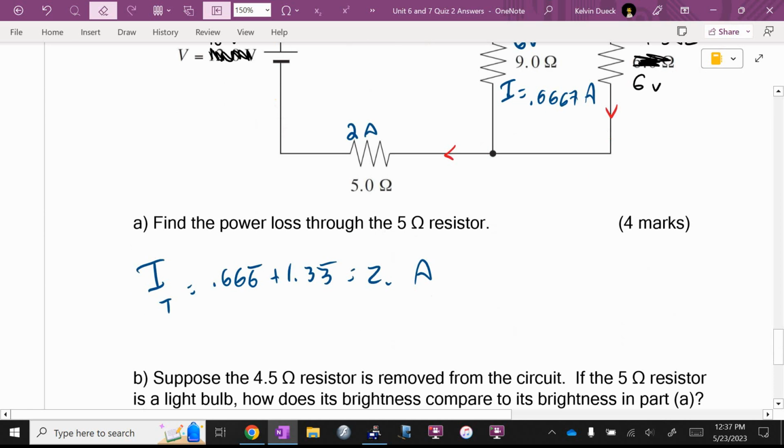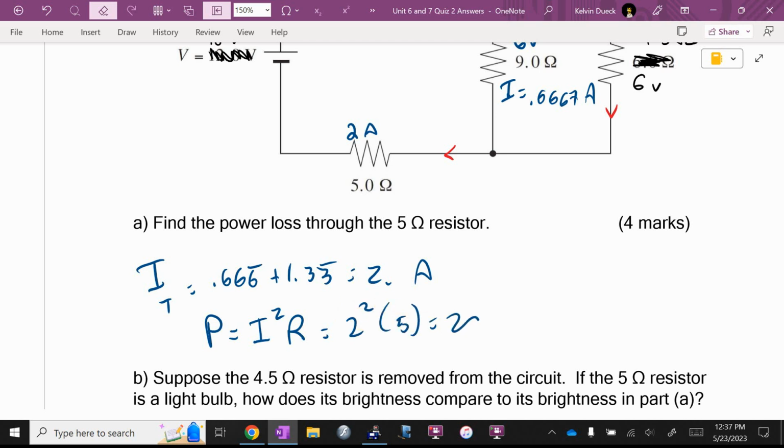And I'm nearly done. It wants the power loss. I know 2 things on the 5 ohm resistor. I've used power equals I squared R because that's what I had. You could have found the voltage using I times R and then used V times I, but I went with 2 squared times 5. Is it 20 watts? Is that correct? If you got that, 4 out of 4.